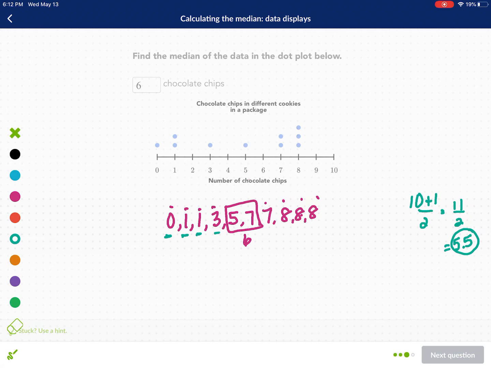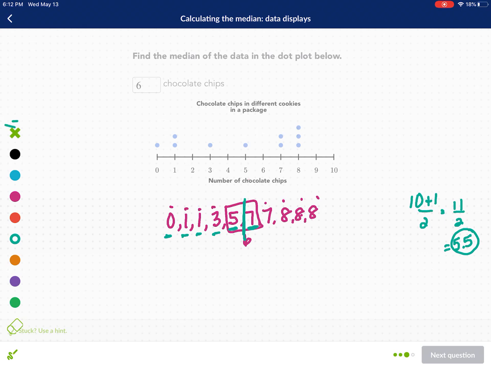So here's spot 1, 2, 3, 4, 5, and we want 5.5, right? This would be spot 6. So that's telling us we want to go right there. All right. So again, to figure that out, you take the number of pieces of data you have, add 1 to it, take that and divide it by 2. That's going to tell you the position of where your median is.